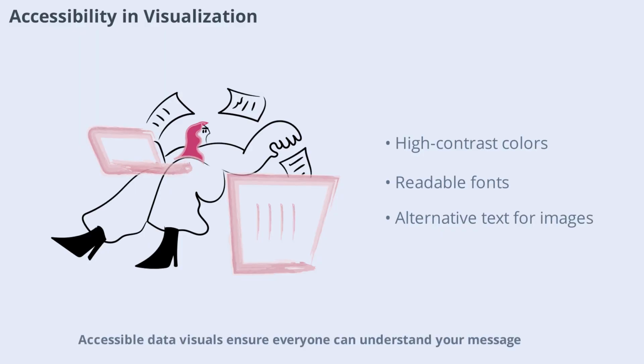Accessible data visuals ensure everyone can understand your message, including people with disabilities. Use high-contrast colors, readable fonts, and alternative text for images. Avoid relying solely on color to convey information and provide data tables or descriptions when possible. Accessible design makes your graphics inclusive and expands your audience.